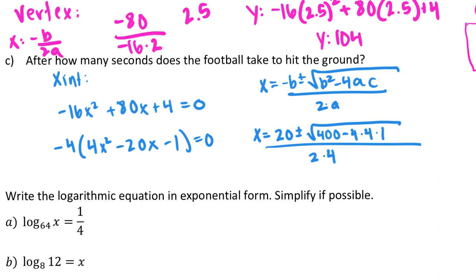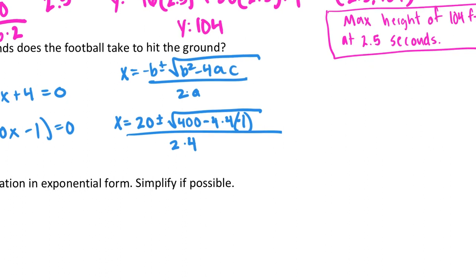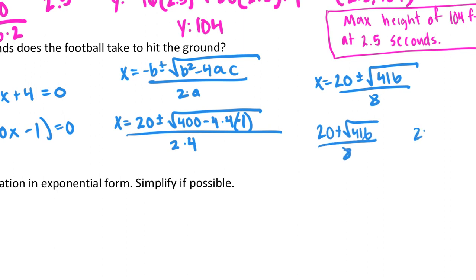And there's one little thing I need to fix. That's supposed to be a negative 1 on our c term. So fix that. Okay, so we calculate that out. Here we get x equals 20 plus or minus the square root of 400 plus 16 all over 8. And I don't care actually about the exactness of this. I'm trying to get an estimation. So I'm going to go 20 plus the square root of 416 over 8 and 20 minus the square root of 416 over 8. So let me calculate those out.